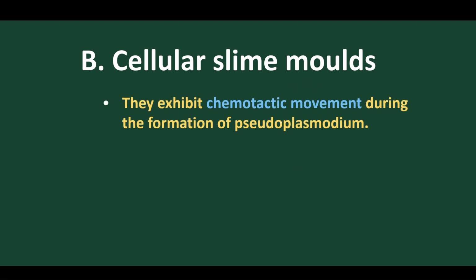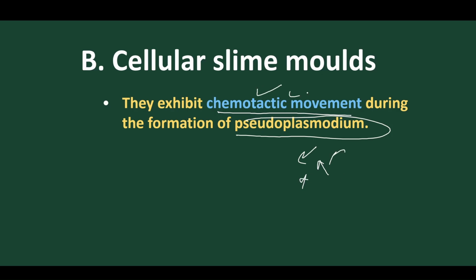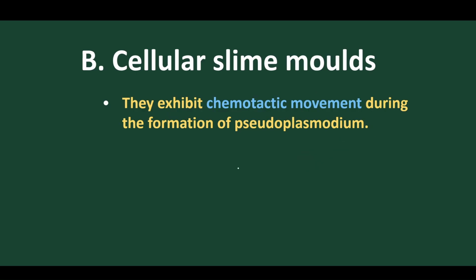Okay, now this type of movement is called chemotactic movement during the formation of pseudoplasmodium, because the acrasin chemicals help them to aggregate. So these chemicals help them for aggregation. This type of movement towards each other is called chemotactic movement, found in cellular slime molds.